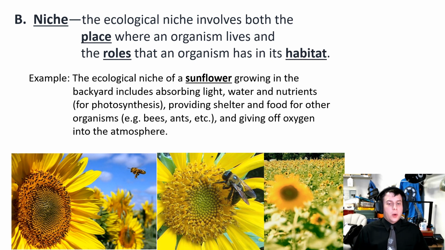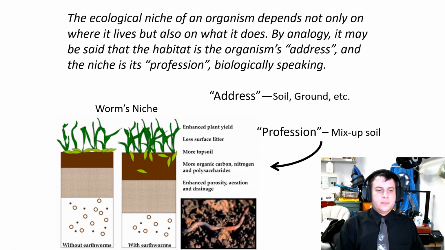So here's one, though, that's a little bit more general, because it can also be general as well. The ecological niche of a sunflower is growing in the backyards, absorbing light, water, nutrients for photosynthesis, providing shelter and food for other organisms such as bees and ants, and giving off oxygen to the atmosphere. Real simple. It's pretty, all right?